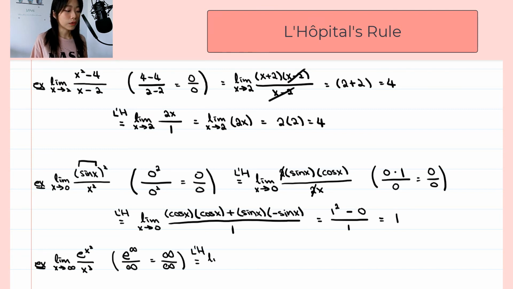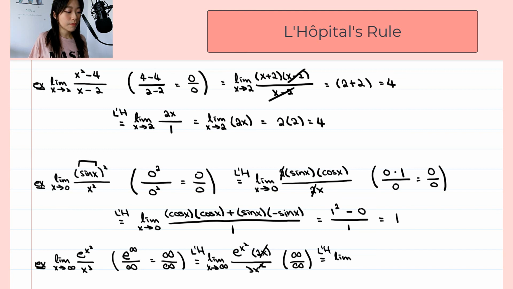So this equals the limit as x approaches infinity. The derivative of the numerator is e to the power of x squared times the derivative of x squared, which is 2x, over the derivative of x cubed, which is 3x squared. The x in the numerator can cancel out with one x in the x squared in the denominator. And if we cheat again, we'll still get infinity over infinity. So let's use L'Hopital's rule again.